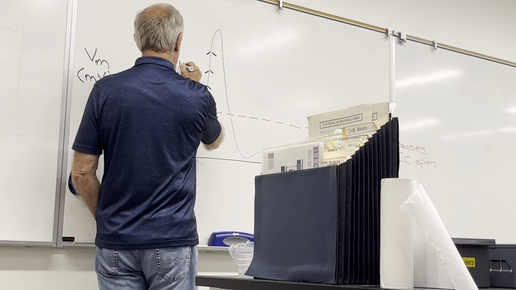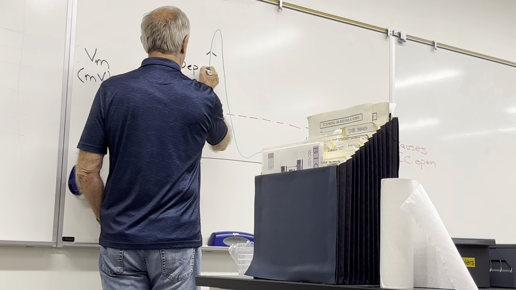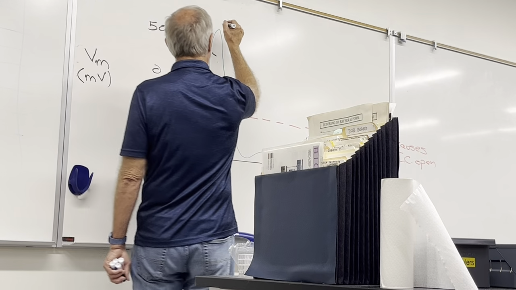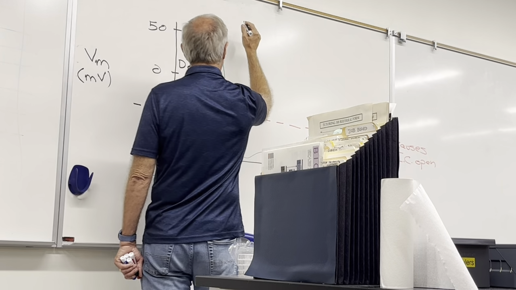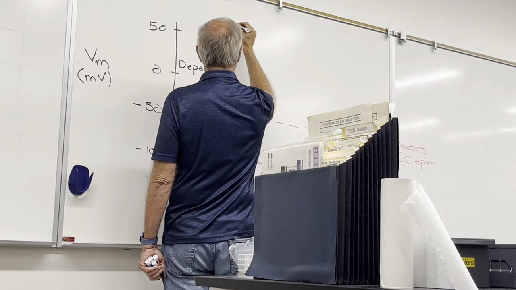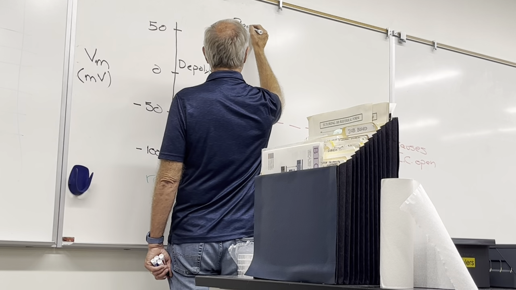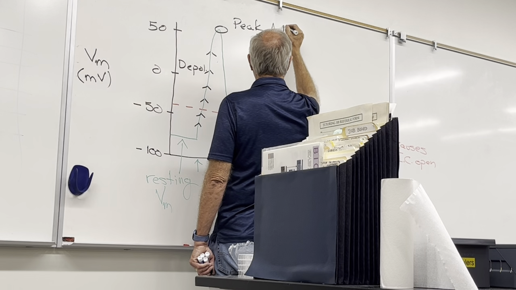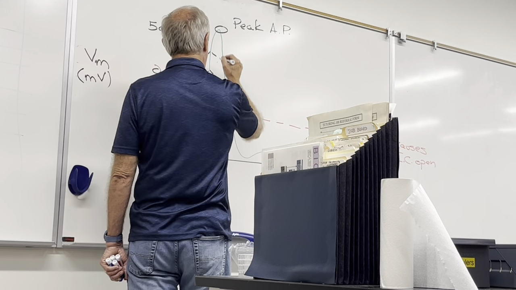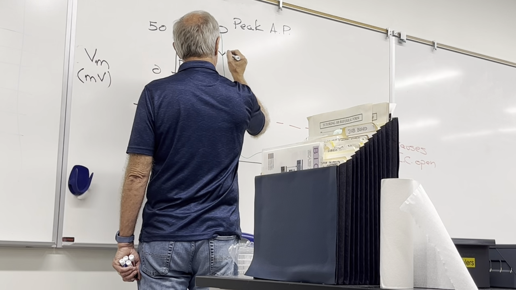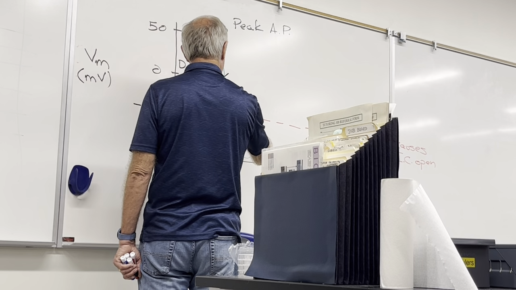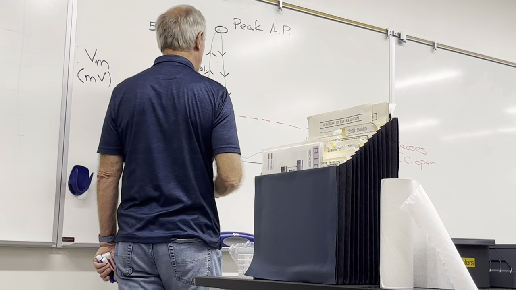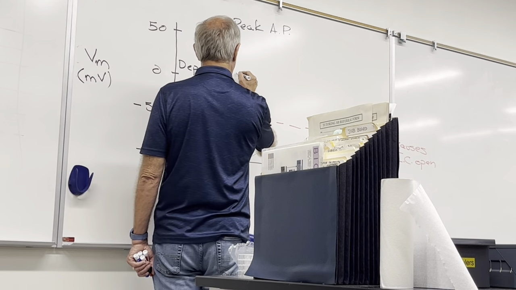Here I'm just going to write D-E-P-O-L, depolarization. Up here I'm going to draw a little lasso, and we're going to refer to this simply as the peak of the action potential. We then have this phase where the membrane potential begins to return back to its normal resting level. This is known as repolarization.